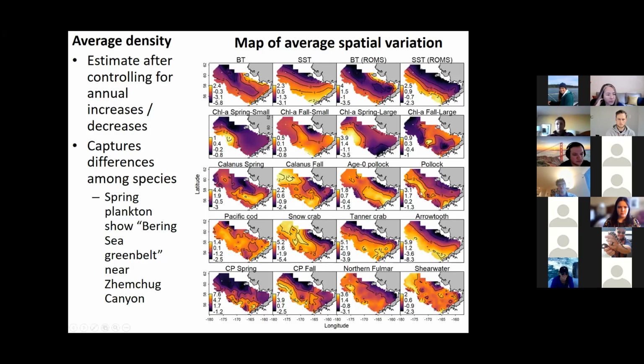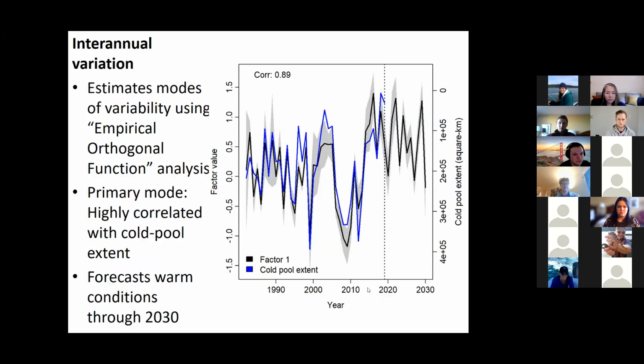Age-zero pollock is everywhere. Adult pollock are concentrated in the middle and outer domain. Cod, snow crab in the north, tanner crab, and anyway. The catcher processor fleet in the spring is further south than in the fall, and we've got these distributions of fulmars and shearwaters.